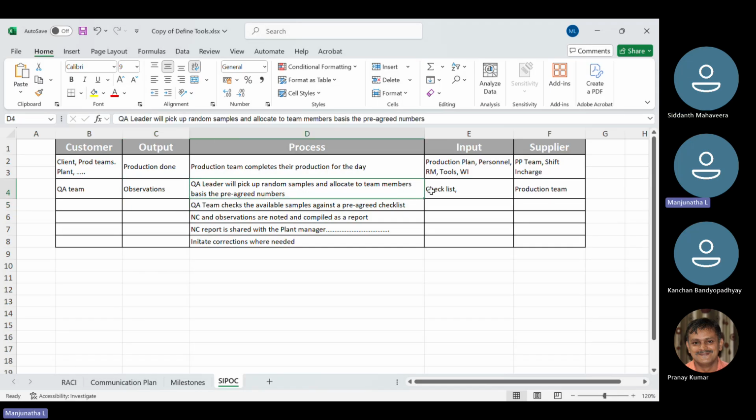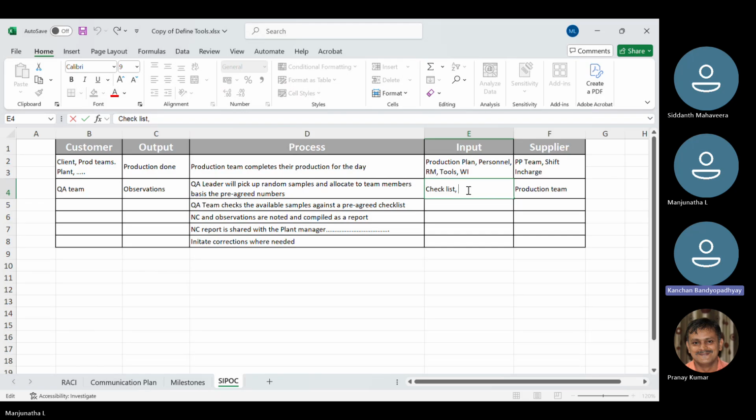Kanchan, what do you think? Okay, on these things my suggestion is that whenever QA or the QA lead is identifying the sampling from the pool, we have to consider the completed work items or the transactions. So he's also a supplier. This is my input, I'm talking about the input first. All the completed work is one kind of input, because from there we are selecting the samples. Means work done.